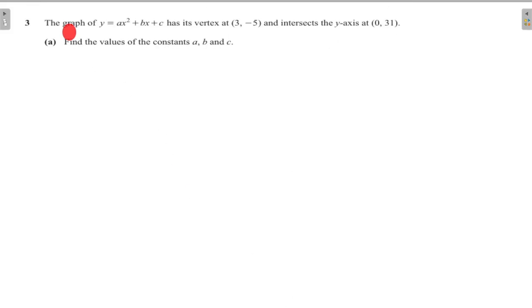Question number 3. The equation of the graph y equal to ax square plus bx plus c has its vertex at (3, -5). So definitely this is a quadratic graph. Suppose the graph is a quadratic curve, its vertex is (3, -5). Definitely this point is a stationary point or the turning point.